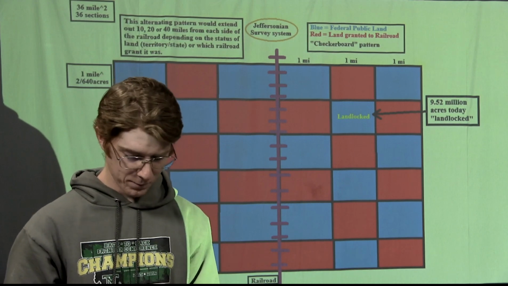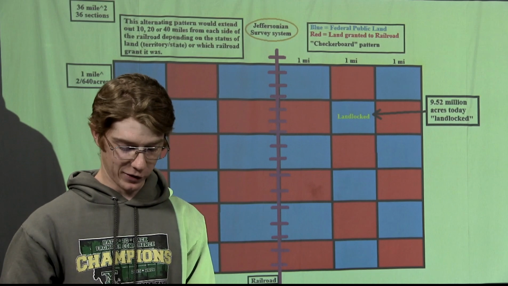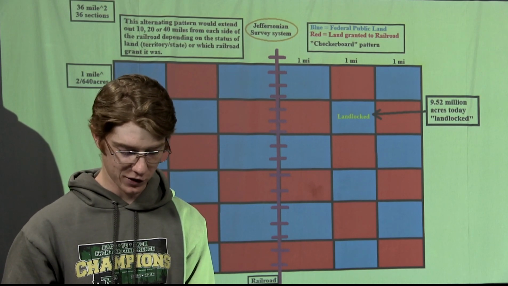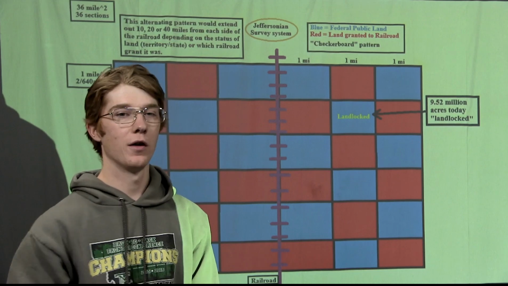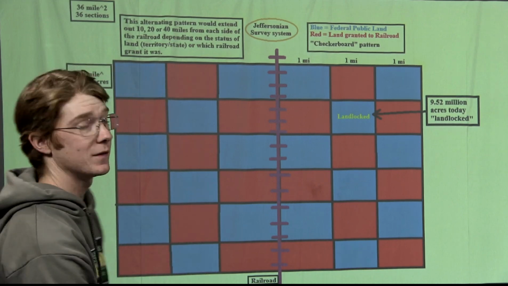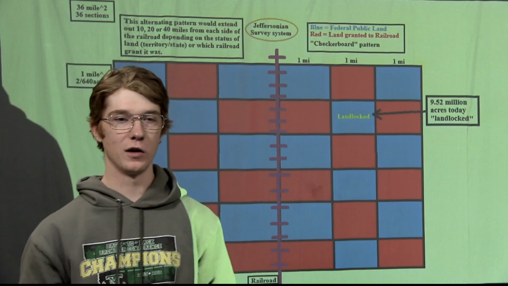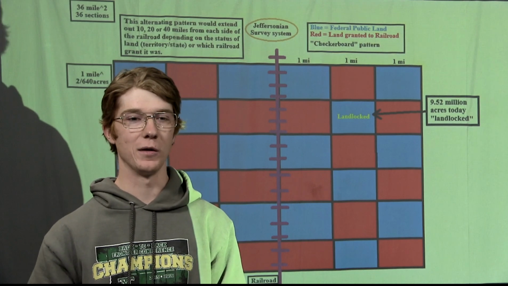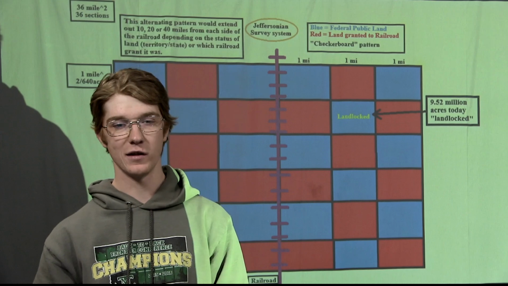And briefly stated, what is a checkerboard landscape and how did it happen? Provide one example of a management issue or challenge associated with checkerboards. Okay, so here we go. Checkerboard landscape, it's the result of the railroad grants. At least I think that's the biggest contributor to the checkerboard landscapes.